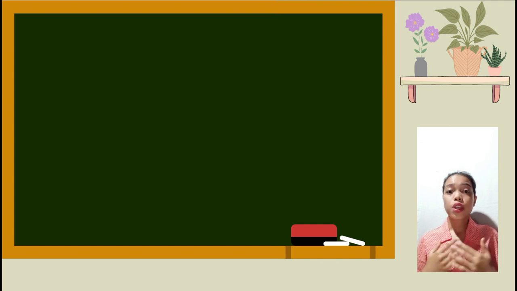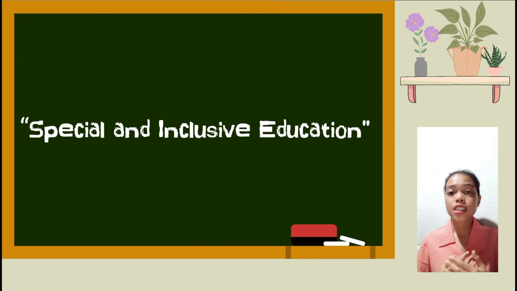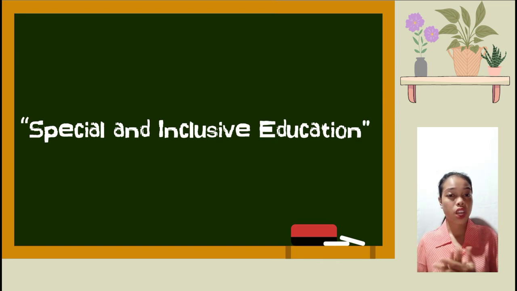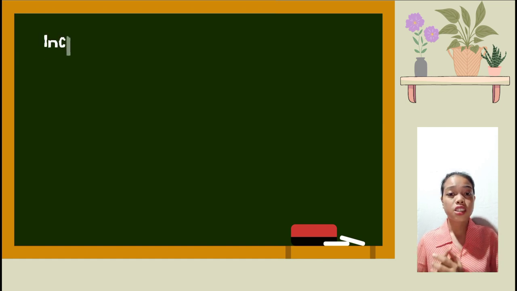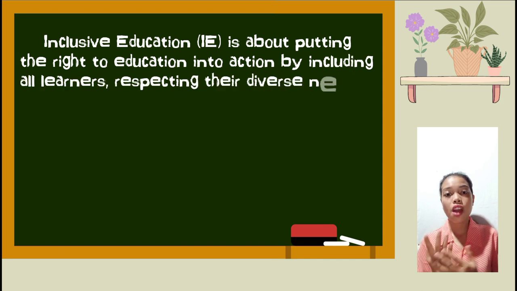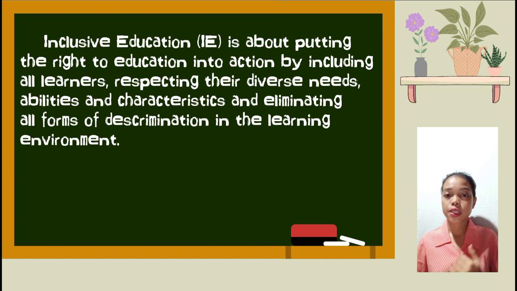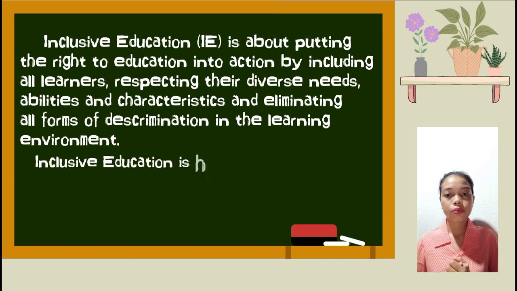So now, we are going to discuss with my partner Marian Dilantar the basic concepts on special and inclusive education. So what is special and inclusive education? According to UNESCO, inclusive education, or IE, is about putting the right to education into action by including all learners, respecting their diverse needs, abilities, and characteristics, and eliminating all forms of discrimination in the learning environment.